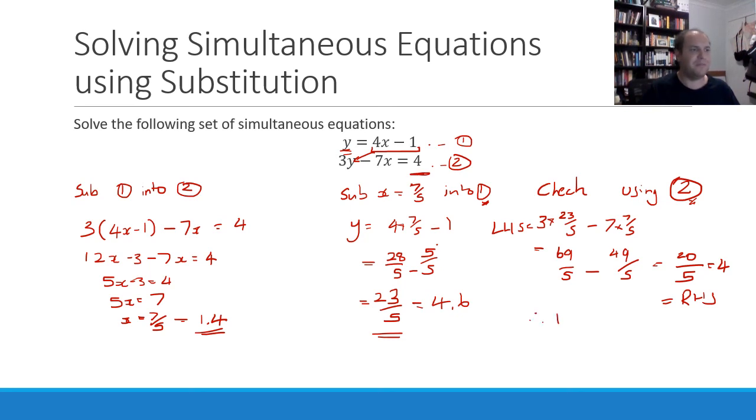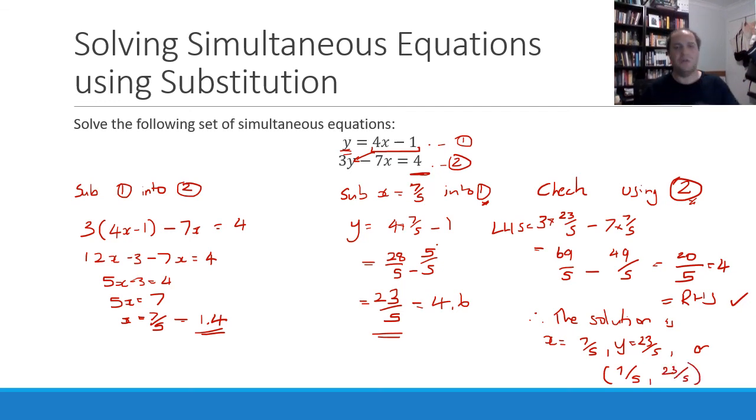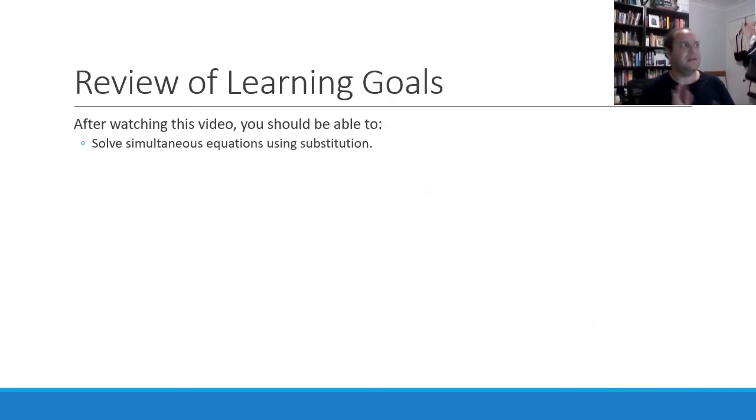So therefore, we know the solution is the x value is 7/5 or 1.4, and the y value is 23/5 or 4.6. We could also write that solution as a set of coordinates, 7/5, 23 on 5. You don't need to write both solutions there, students. One or the other is fine. Alright, so after watching that video, you should be able to solve simultaneous equations using substitution.